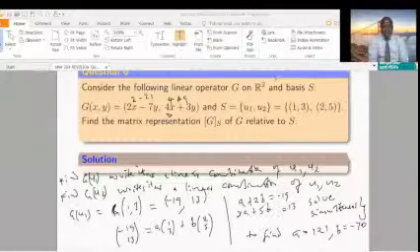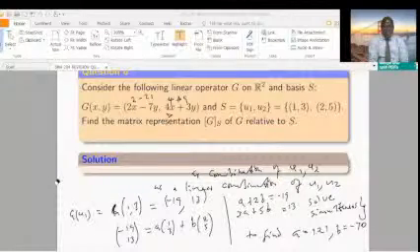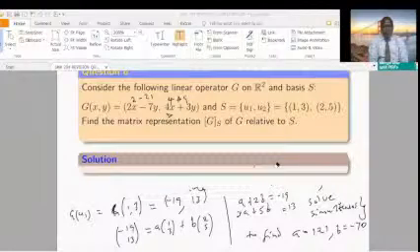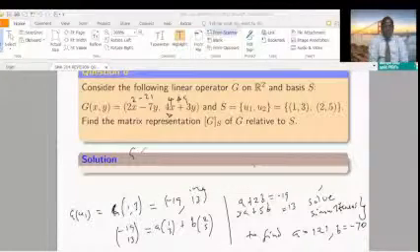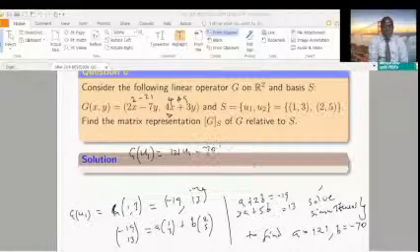So that means G of U1 can be written as a linear combination of U1 and U2. G of U1, therefore, can be written as a linear combination of U1 and U2 as 121 U1 minus 70 U2. And I want to call this equation 1.